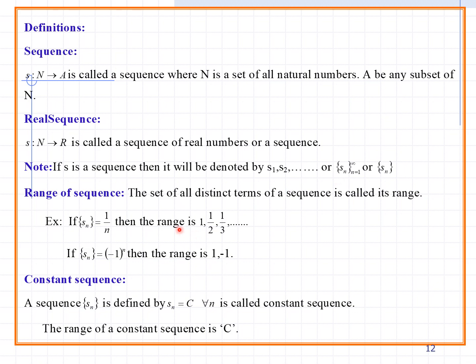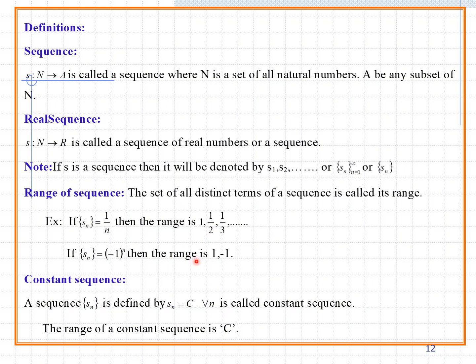The range of a sequence: the set of all distinct terms of a sequence is called its range. Here Sn is 1 by n. If you put n equal to 1, you get 1; n equal to 2, 1 by 2; 1 by 3, and so on. This is called the range. For example, if the sequence is minus 1 power n, the range is 1 and minus 1.